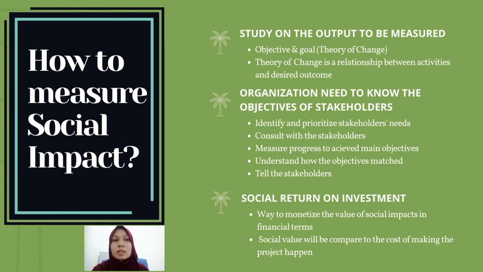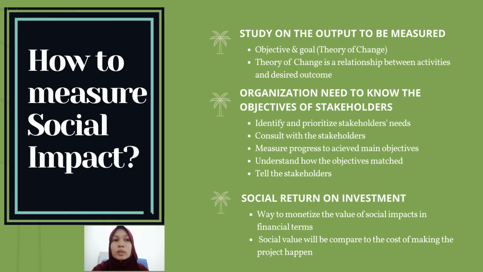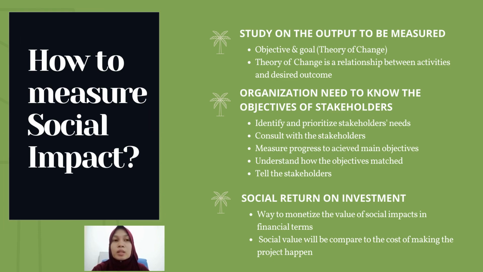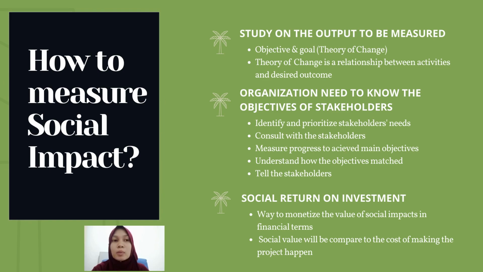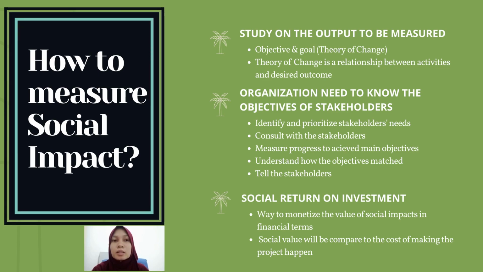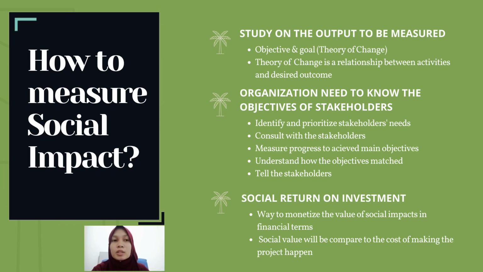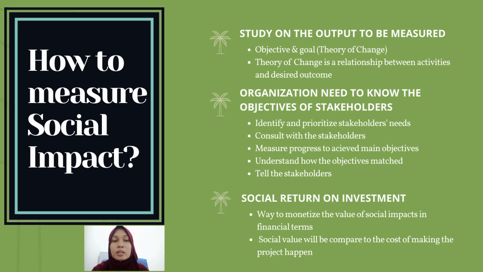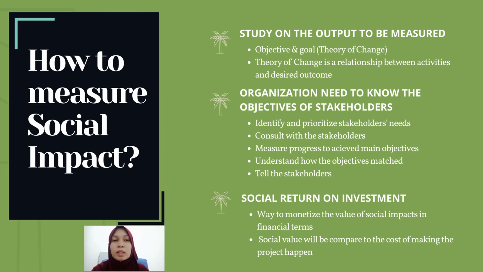Lastly, the organization needs to tell the stakeholders what they are doing well, where they could improve, and what the future goals are. The third way to measure the social impact is by doing the social return on investment. Social return on investment is a method for measuring and communicating a broad concept of value that incorporates social, environmental, and economic impacts. It is a way to monetize the value of social impacts of organization activities or programs in financial terms. It is when the social value is compared with the cost of making the project happen.